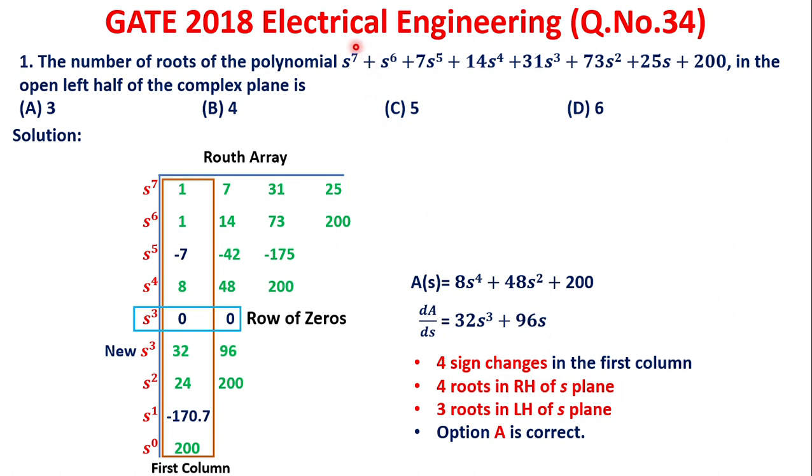The total order of the system is 7. Therefore, 7 roots are present. So 4 in the right means the remaining 3 in the left. Therefore, option A fits into this. So option A is correct. So let us move to the next problem.